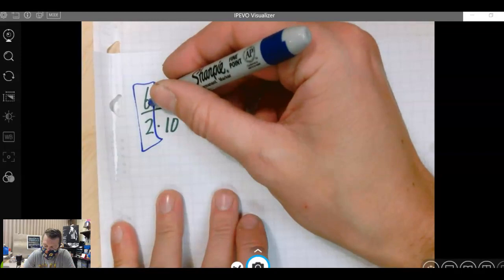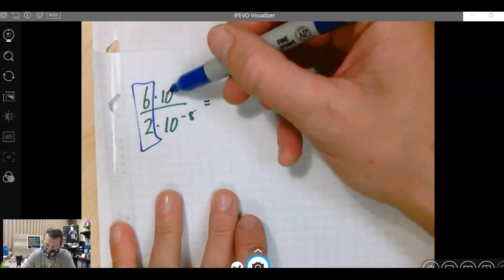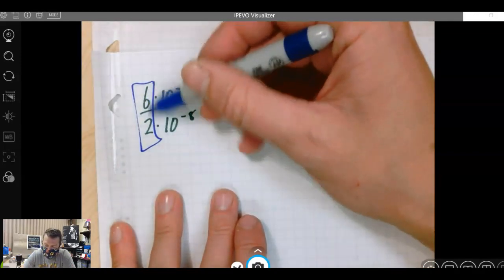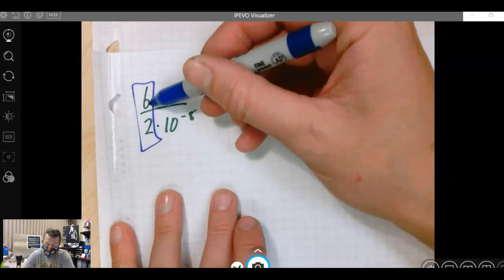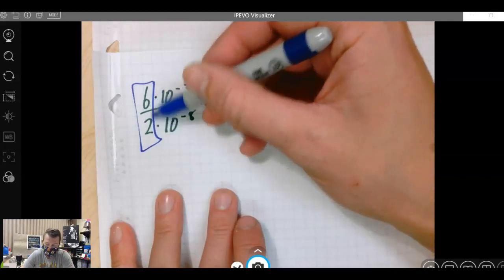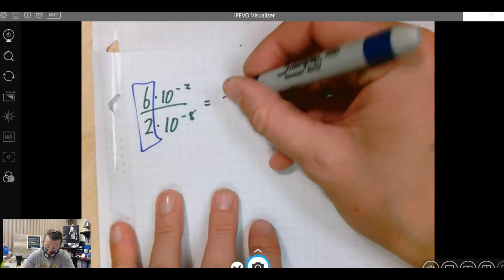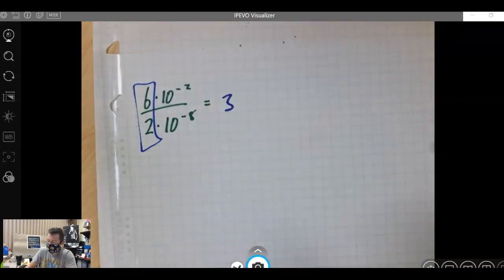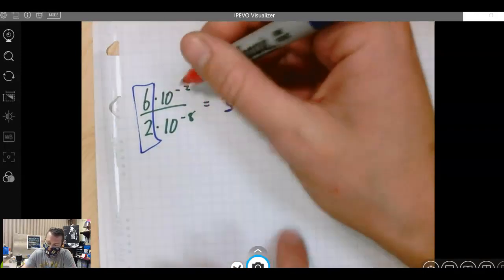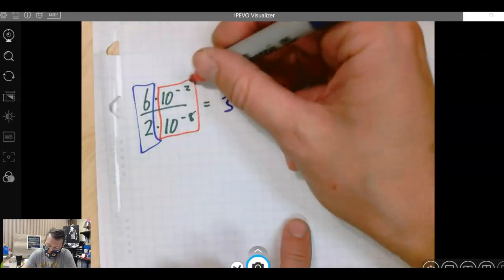Assuming that the first number, the value taken to scientific notation, is larger on top, we can start by just doing the division of 6 divided by 2. Now, fortunately here, that part's easier. It comes out to be a nice number. Then we can look at the tens.